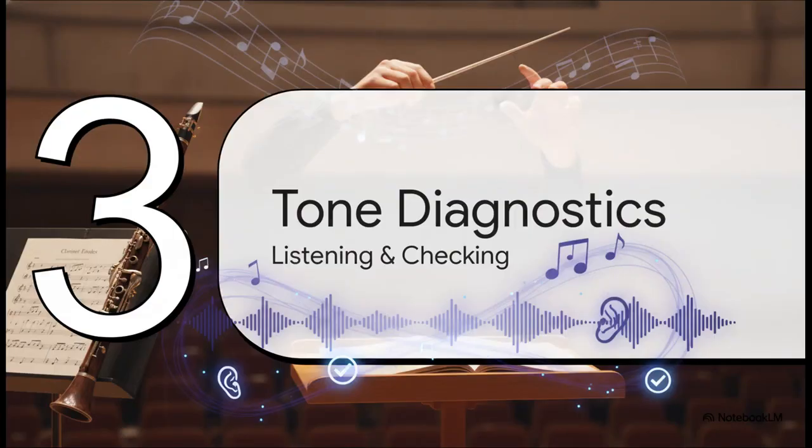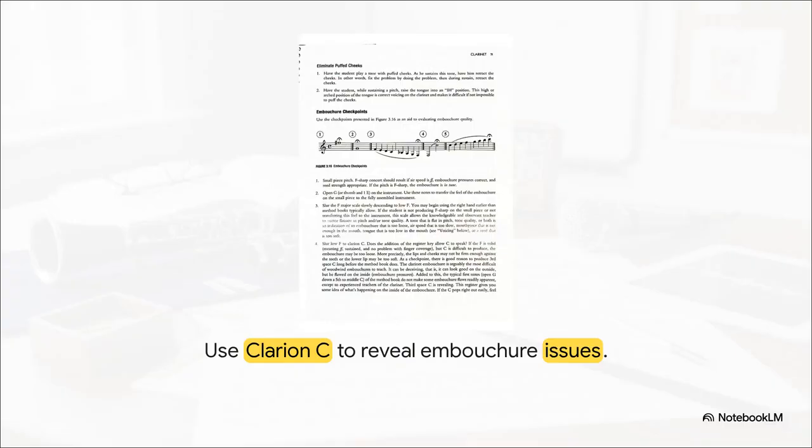Okay, Section 3, tone diagnostics and checkpoints. Let's talk about listening and checking. This is where your observational skills on the podium really get put to the test. Here's a phenomenal tool. It's essentially a literal diagnostic scale for your classroom. Take checkpoint 4, for instance. Slurring from low F to clarion C.